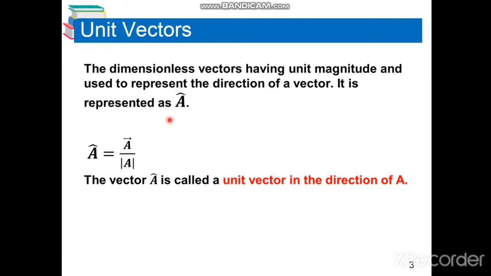And the formula to find a unit vector of a vector is that A unit vector is equal to A vector divided by A magnitude. It means that when a vector is divided by its magnitude, we get the unit vector of that vector. The unit vector A is called the unit vector in the direction of A, so it will have the same direction as vector A.